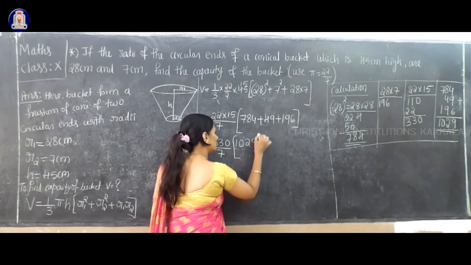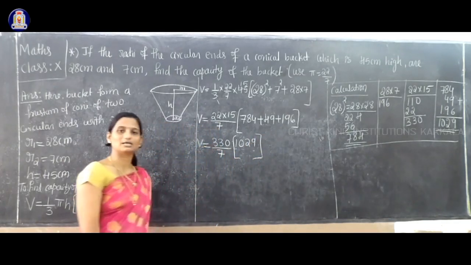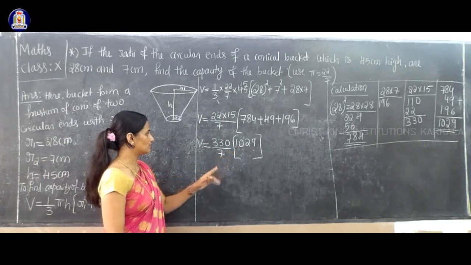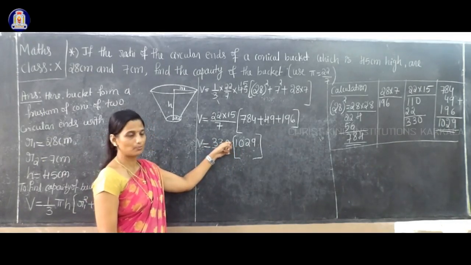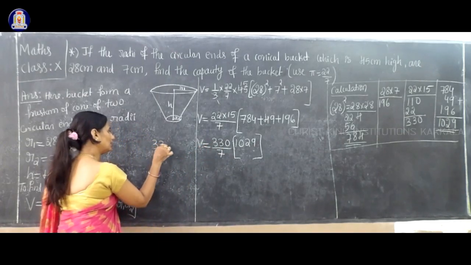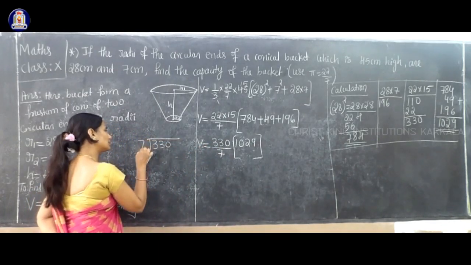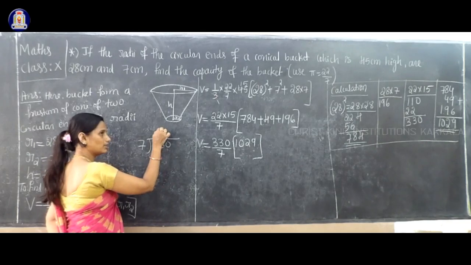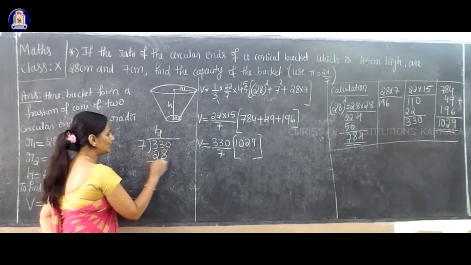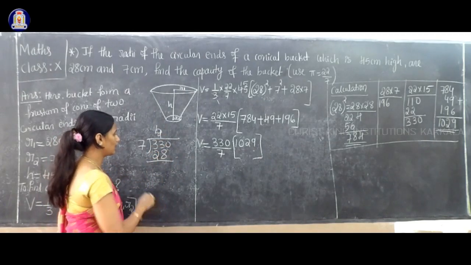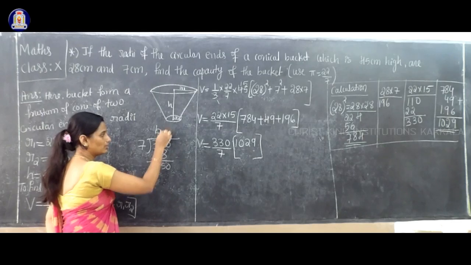1029 divided by 7. So now, is it possible to divide? We'll see. 330 divided by 7, is it possible? 7 how much here? 7 3s are 21. 7 4s are 28. 3, 4, 5, 6, 7, 8. Is it possible? No.